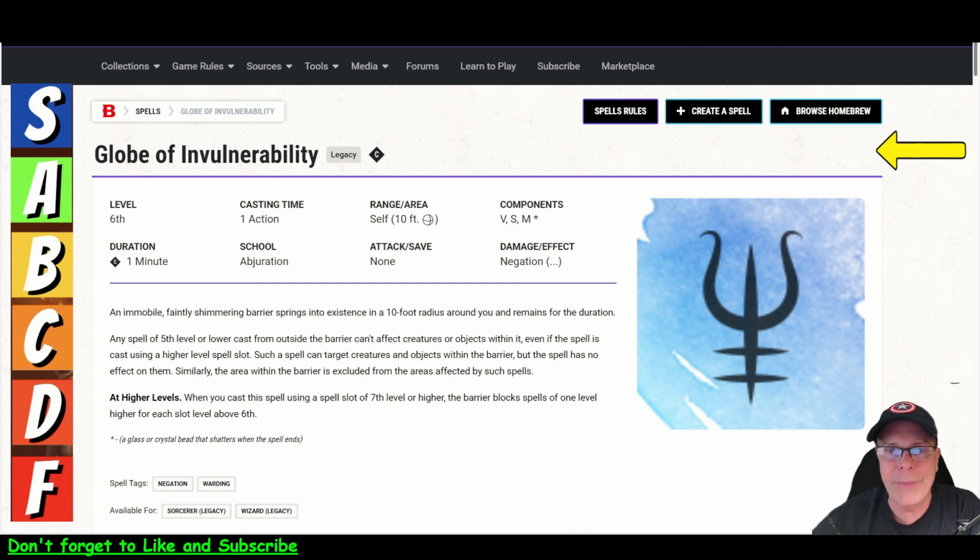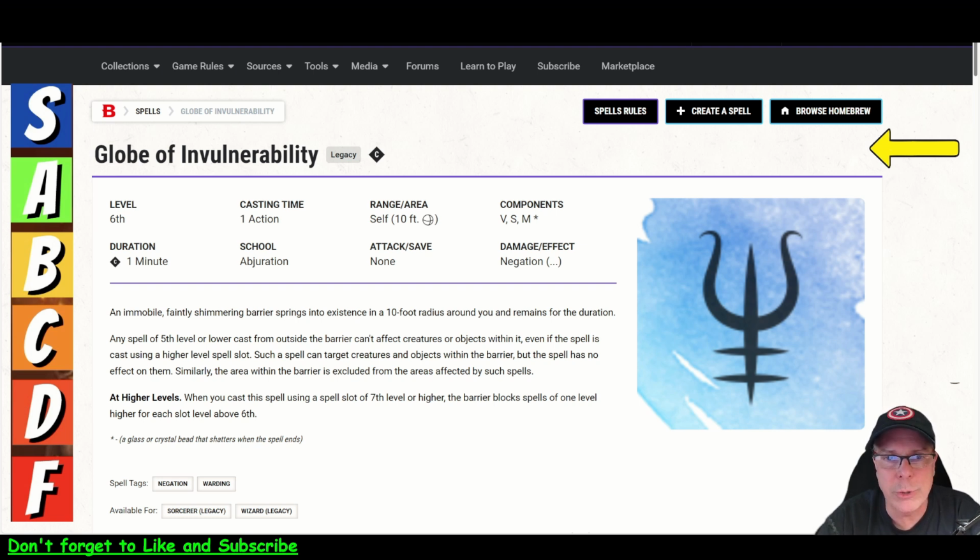All right, so back in the day, we gave Globe of Invulnerability an A rating. So are we going to give Globe of Invulnerability for 2024 an A rating? Well, we'll see. It's a 6th level spell, 1 action. It has a range of self. It is a 10-foot radius sphere-ish around you. It's a barrier, 10-foot radius. That's like a hemisphere. Verbal, somatic, and material component, which is a glass or crystal bead that shatters when the spell ends, but it's worthless, so you don't have to worry about it. Lasts for a minute. It is concentration. It is School of Abjuration. So, an immobile, so you cannot move it.